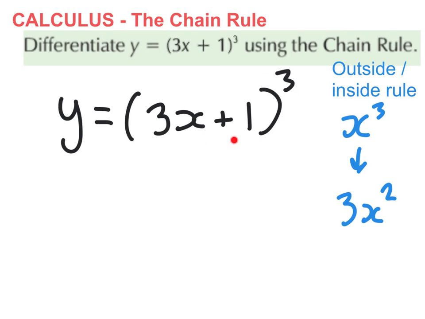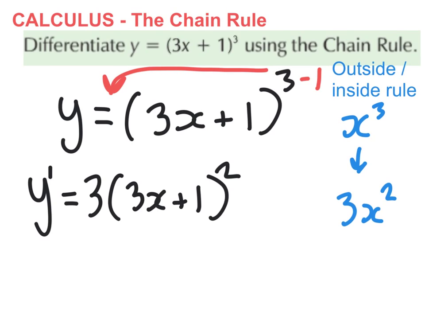So I'm going to pretend like that's what I have over here, and I'm going to forget that I've got 3x plus 1 inside the bracket. So I'm going to bring the 3 down in front, and I'm going to reduce the power by 1. Okay, so what I have is the derivative equals 3 (3x plus 1) squared. So I brought that power down in front, I kept what was inside the brackets as it was, and I reduced this power by 1 to 2. So what I've done is I've differentiated the outside function. Now I need to differentiate the inside function and just multiply them together.